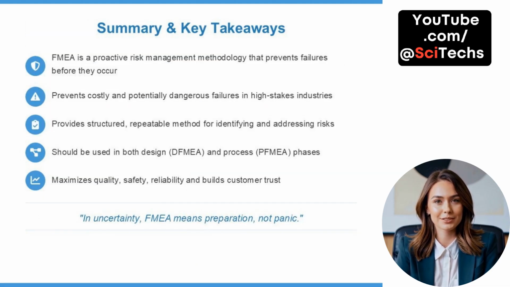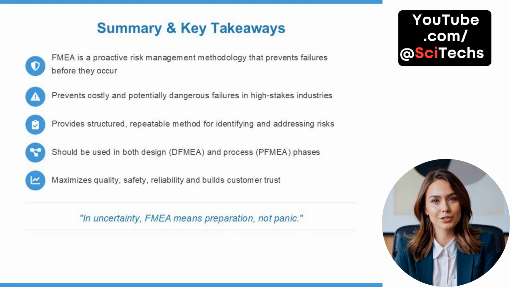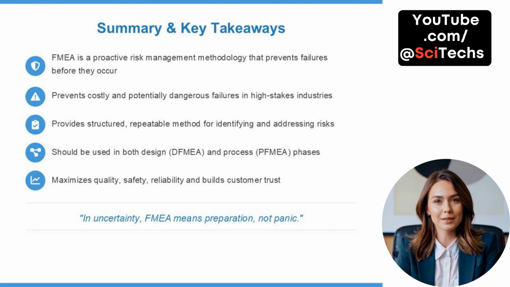Summary and key takeaways. FMEA is a powerful, proactive methodology designed to identify and prevent failures before they happen. It reduces costs, enhances safety, and boosts quality in industries where failure can have significant consequences, like aerospace, automotive, healthcare, and semiconductor manufacturing. FMEA provides a structured and repeatable approach to risk analysis, making it easier to uncover failure modes, assess their impact, and implement corrective actions.